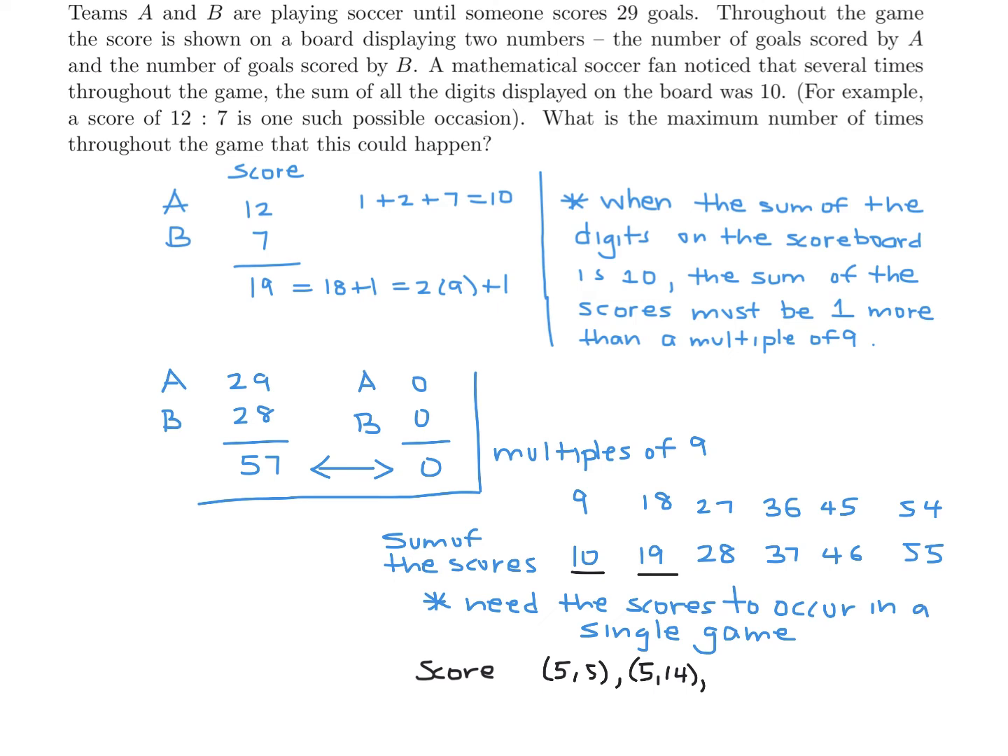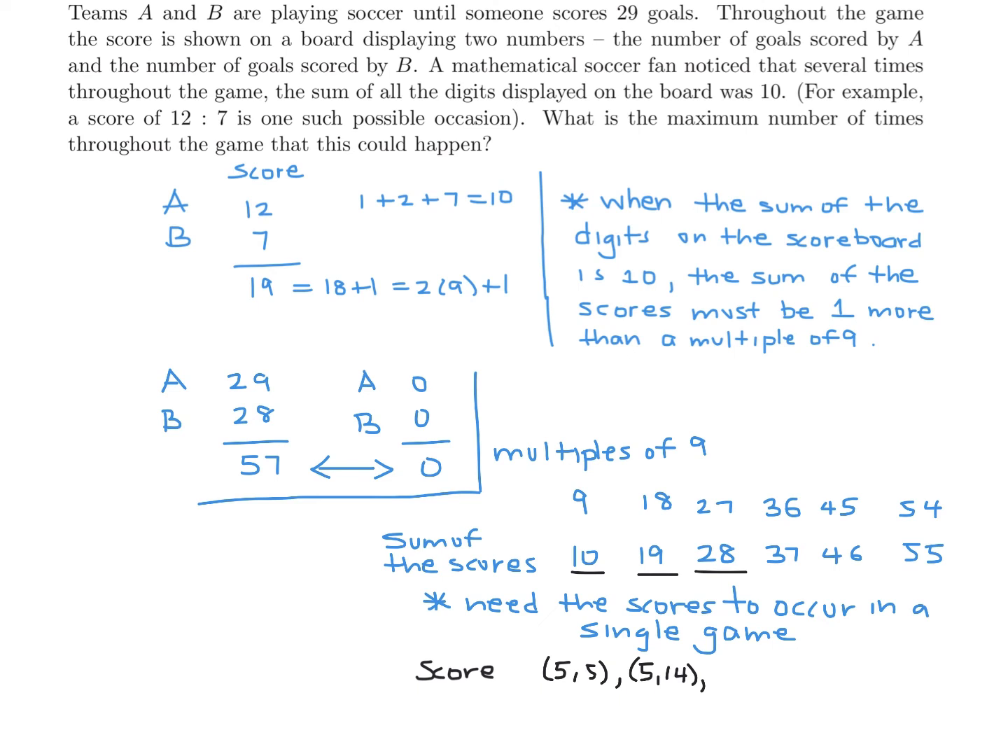So you say, well, let's go back to here. What about a score of 4, 6? That would total 10. We would never be able to get a score of 5, 5, because if a score is 4, 6, this team has already scored 6 goals. You cannot go to a score of 5, 5 because the score can never go down by 1 goal, right? So that's the tricky part of this question: we have to try to get everything to fit into one game.